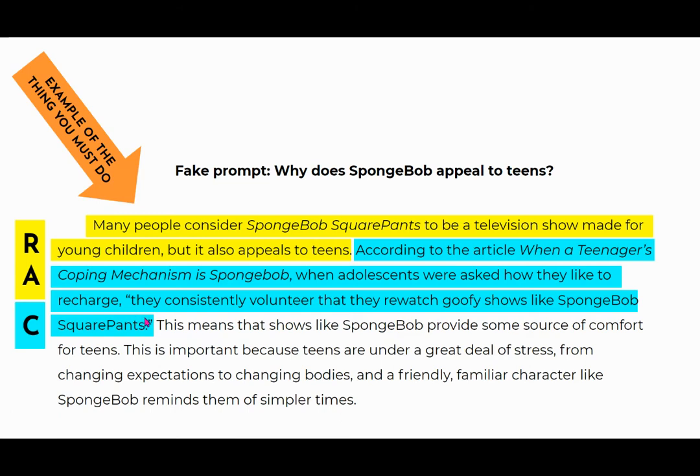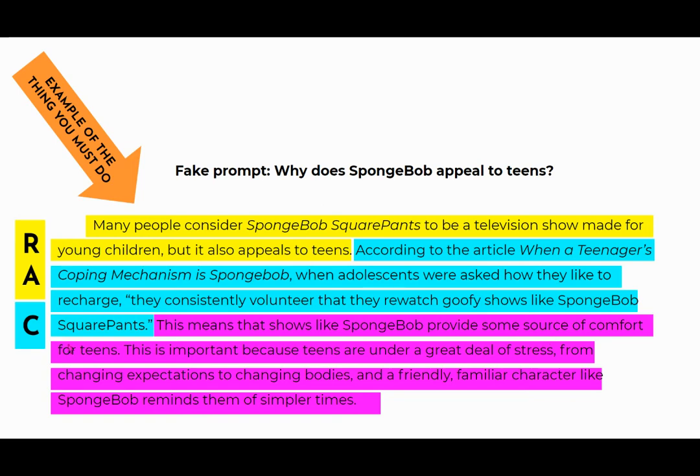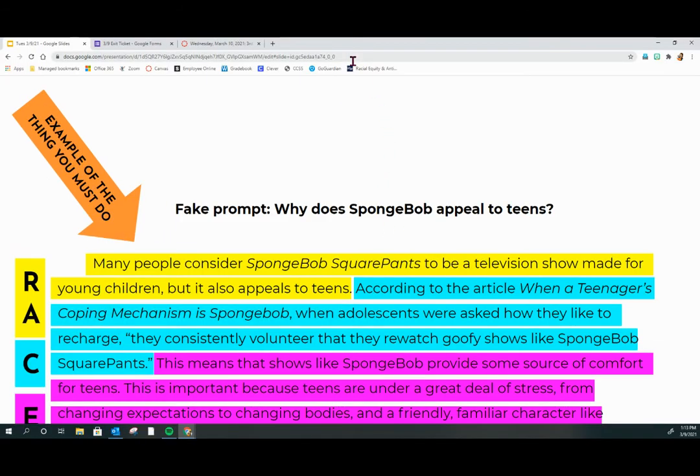Now I have to explain the evidence. This means that shows like SpongeBob provide some source of comfort for teens. It's important because teens are under stress from changing expectations to changing bodies. And a friendly, familiar character like SpongeBob reminds them of simpler times. Look what I did. I explained what the evidence means and why it matters. There's an example of RACE. This paragraph is only 1, 2, 3, 4 sentences long. Your paragraph only has to be that long.